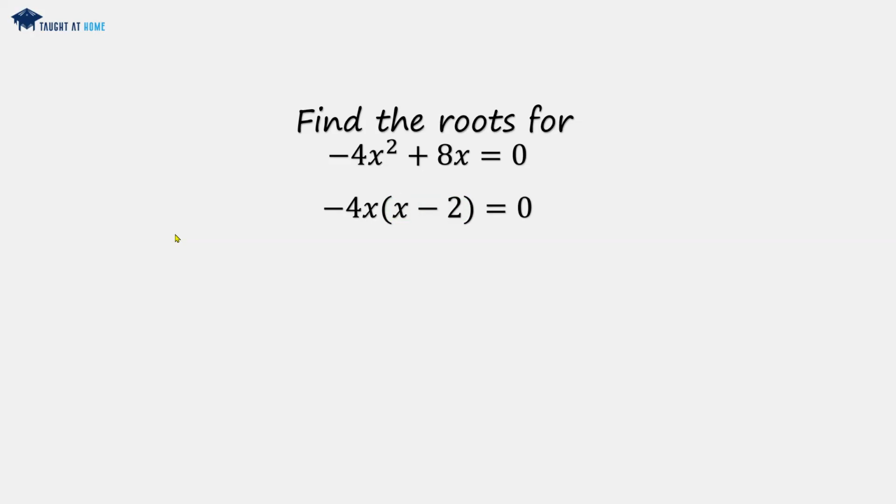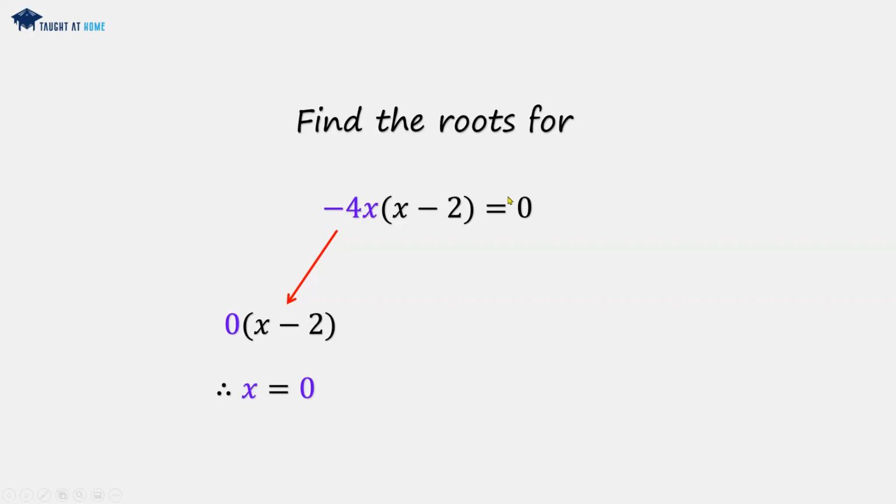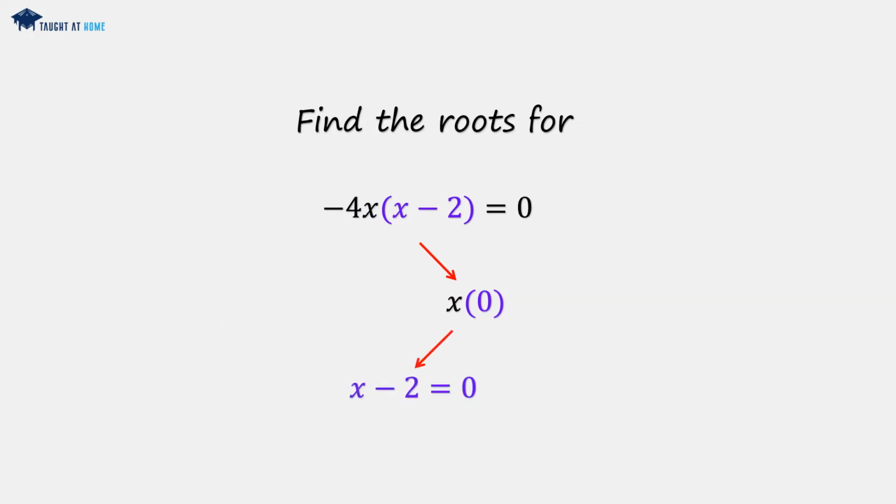So now we'll analyse the minus 4x term. And we've got to find out what value of x would make this equal 0. Well, x would equal 0, because then 0 multiplied by the brackets would make the whole equation equal to 0. And then for the term in the bracket, we want the entire bracket to equal 0. So x minus 2 equals 0, therefore x must equal 2.